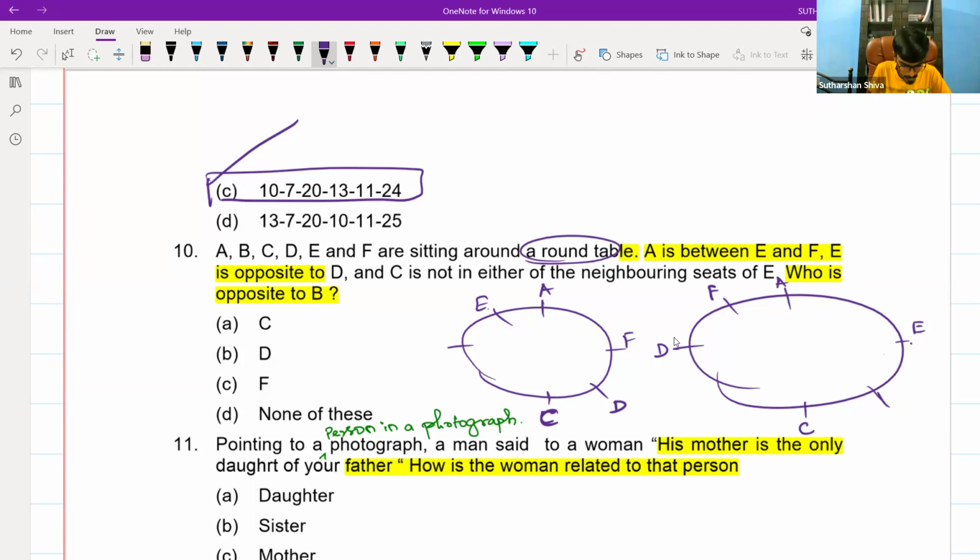Okay, who is opposite of B? Here you should know that D is opposite of B. So they have given B, right? Here I will put B over here, because E is opposite to D and C is not in either of the seats next to E. Now they are asking who is the opposite of B. In both the cases, it is F. So my answer is option C.